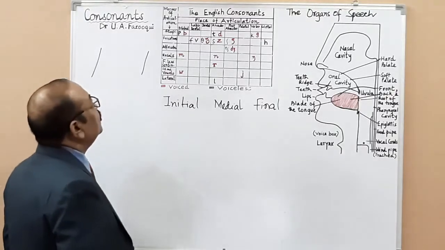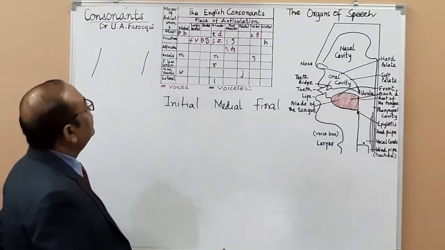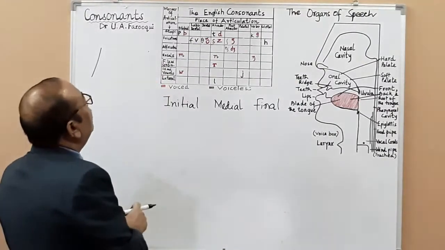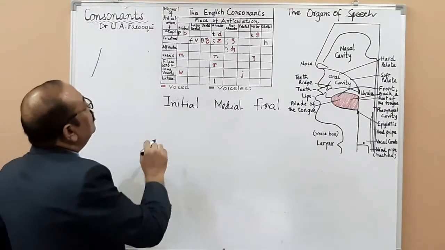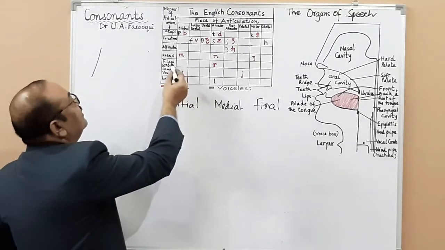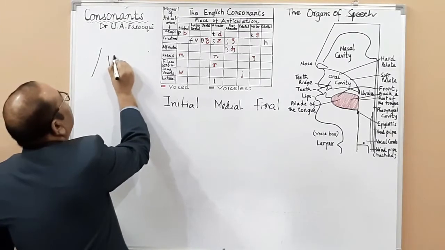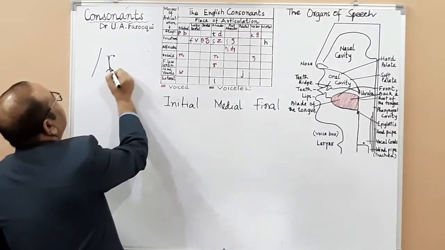Okay, so we have done plosives, fricatives, affricates and nasals. Now we move on to the next sound, frictionless continuant. Okay, frictionless continuant. This is what it is.